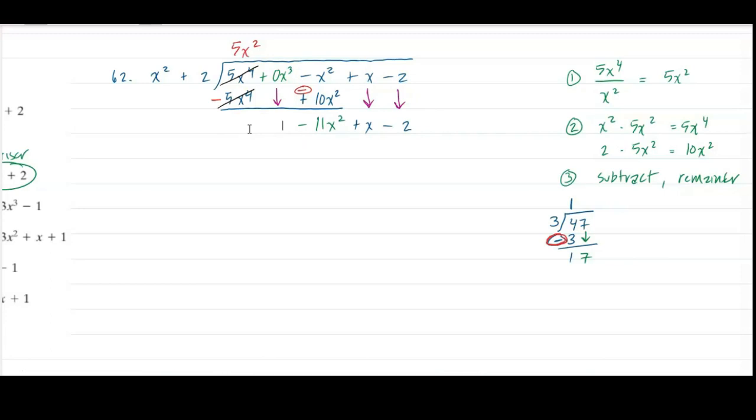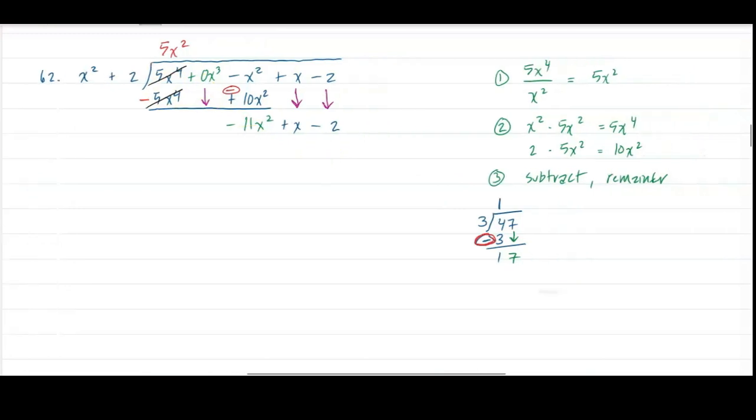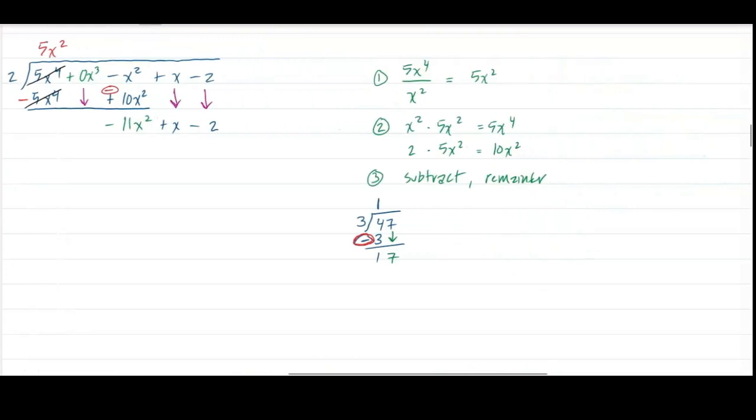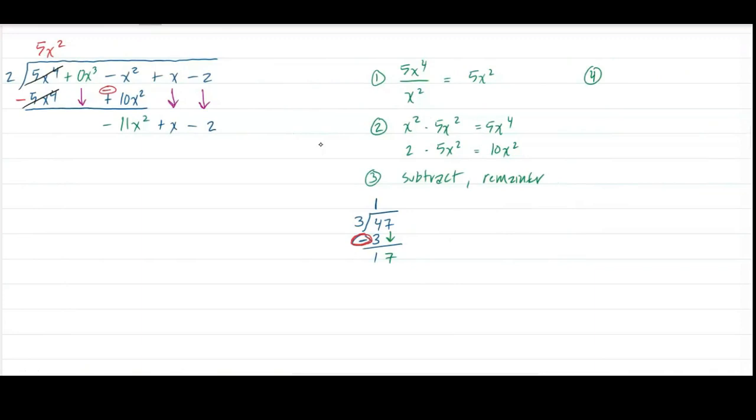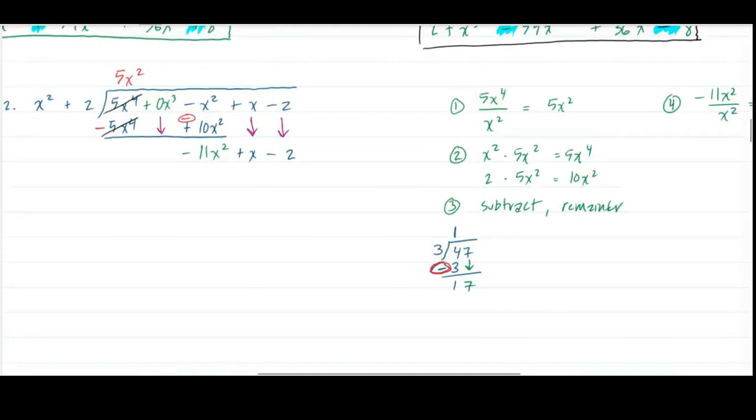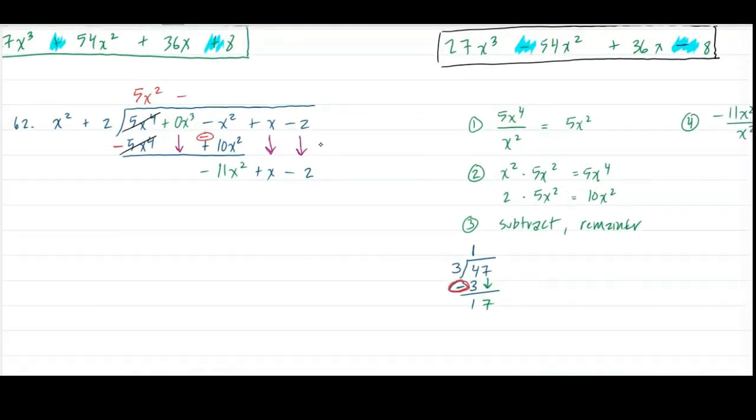So that's the nice part, you repeat the same exact algorithm, and what that means is you ask yourself, what does x squared go into negative 11x squared? How many times does x squared go into negative 11x squared? Just like over here you would have asked how many times does 3 go into 17. If you can't think of a good way to do it, let me put a little reminder for you. What you're really asking yourself is, what's negative 11x squared divided by x squared? And that's negative 11.